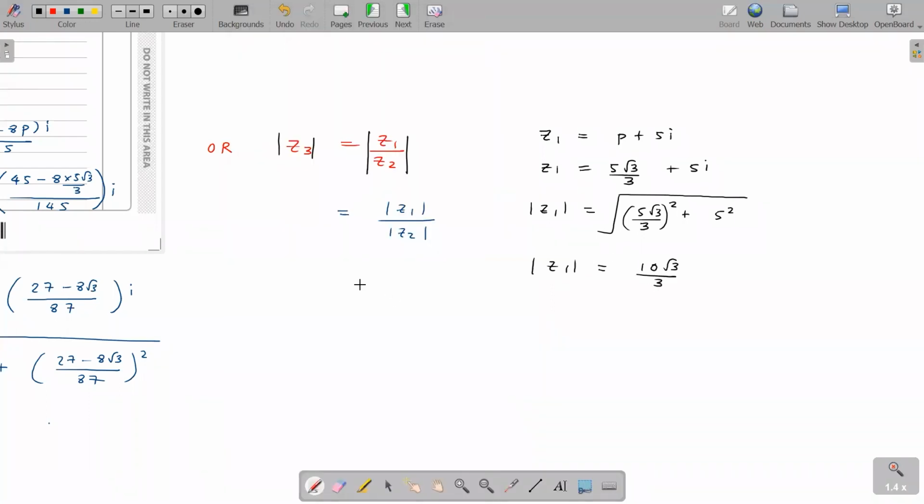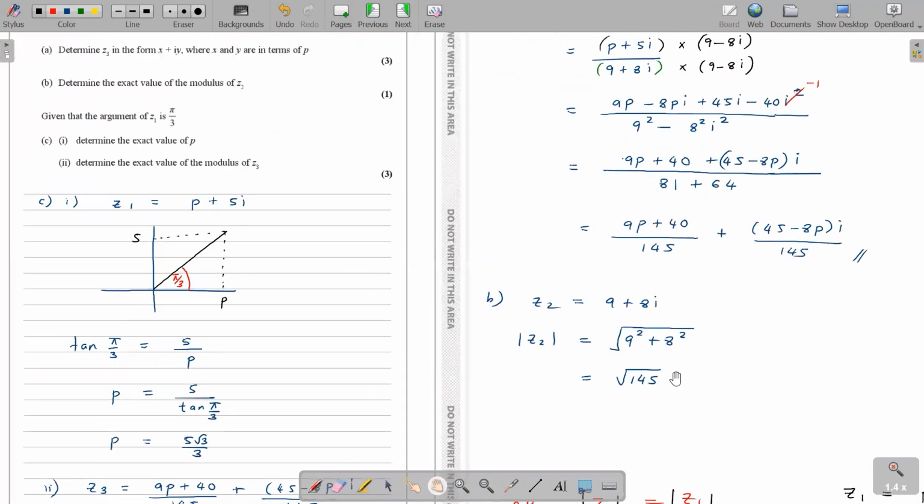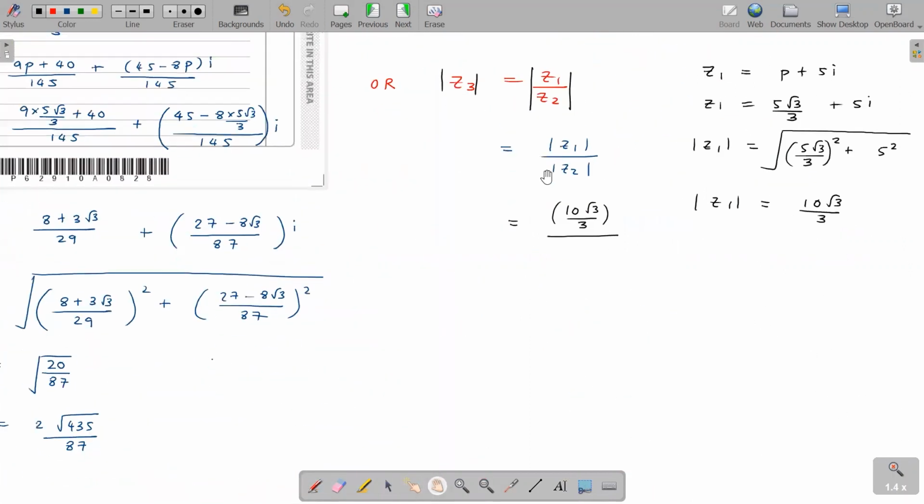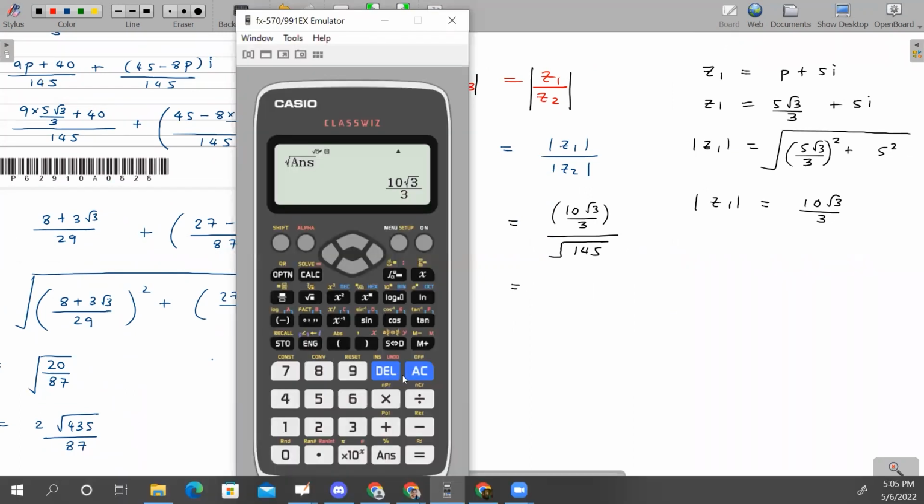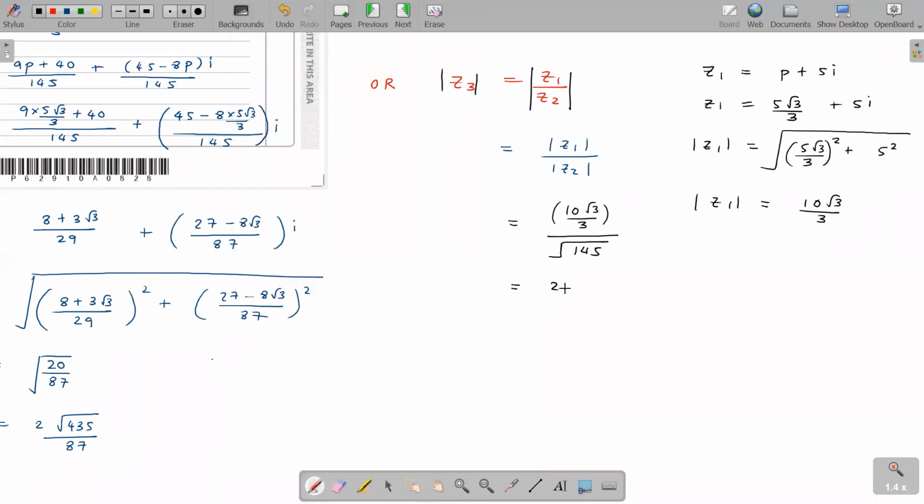So now let's apply the individual values here. Modulus Z1 is 10 root 3 over 3, divided by modulus Z2, which is the answer we found in part B. Modulus Z2 is root 145. So now let's type everything in the calculator. 10 root 3 over 3 is already stored, divided by root 145. And I get 2 root 435 over 87, which is the exact same answer that we got in the earlier part.